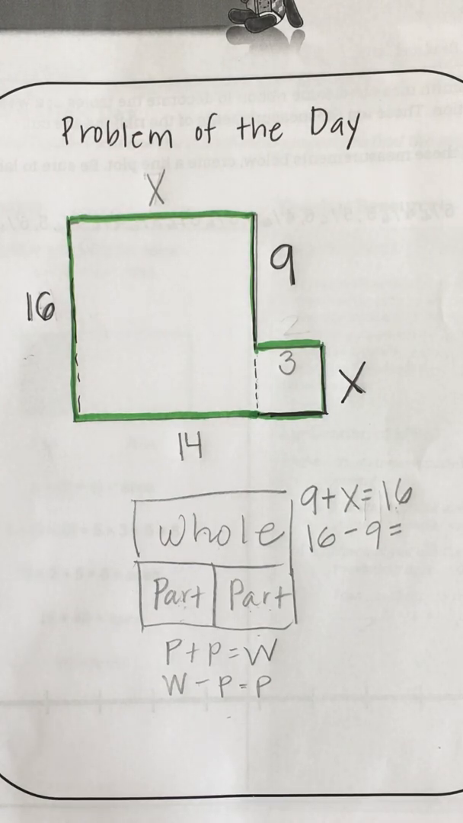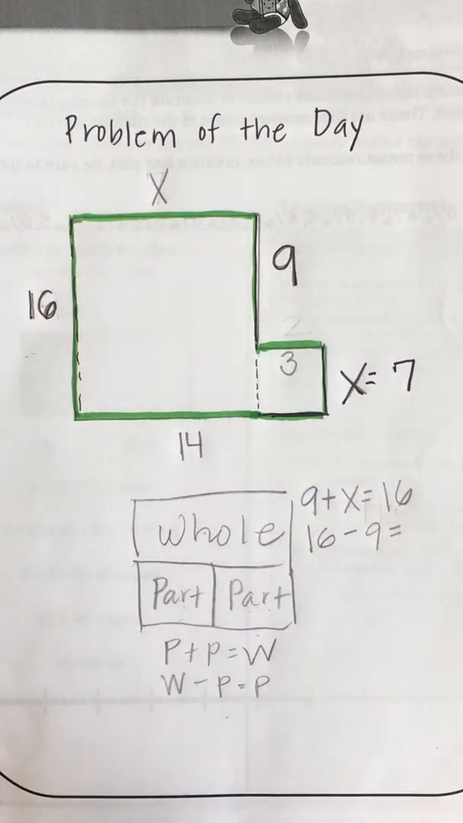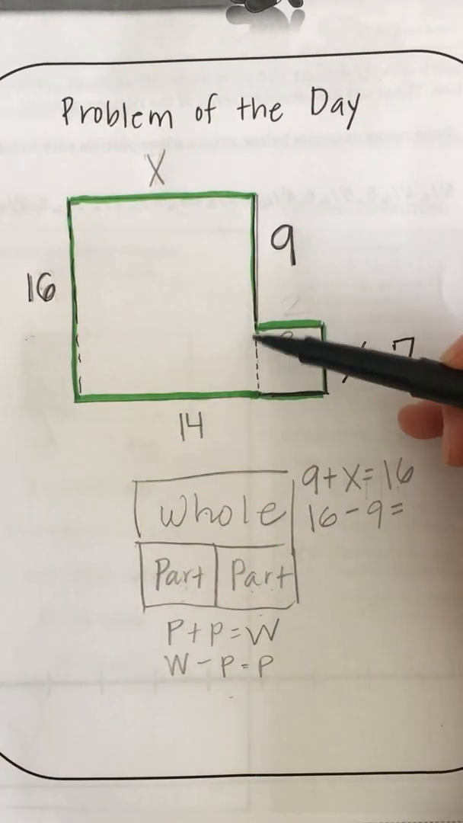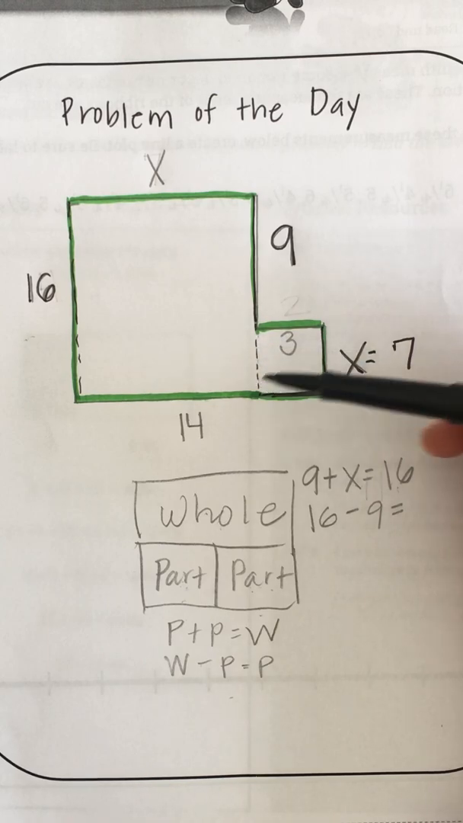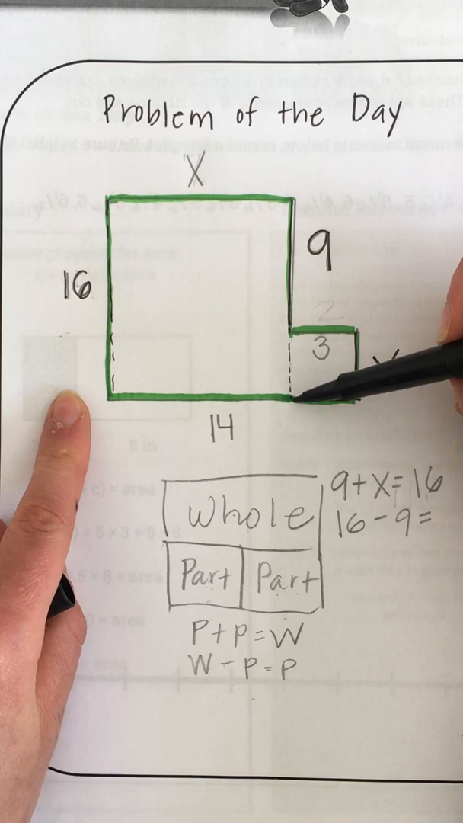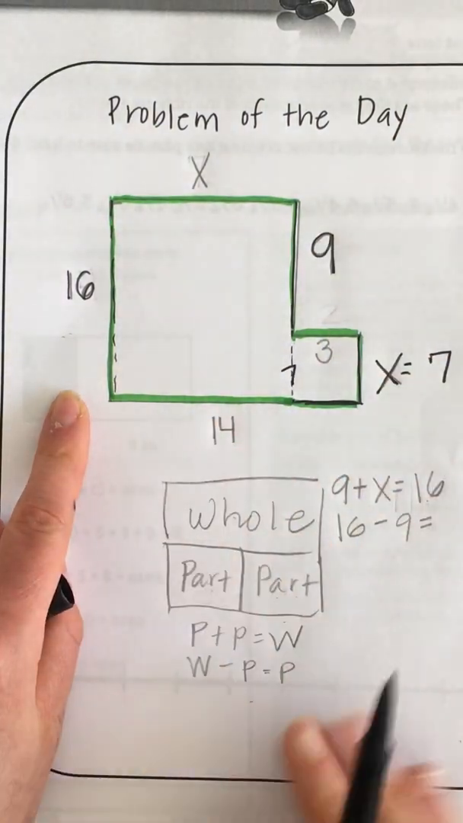And whichever way you solve, you should all come to the conclusion that this x right here is equal to 7. Why? Because 9, that part, plus this new part that we found, 7, is equal to 16. This length is now the same as this length. 9 and 7 all together are equal to 16.